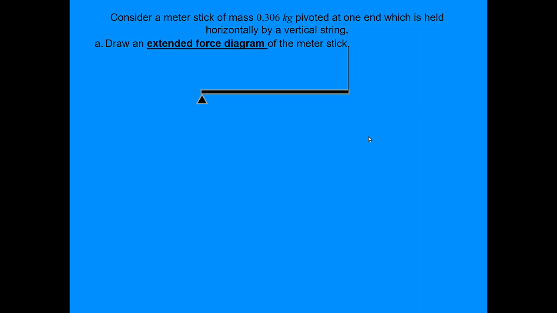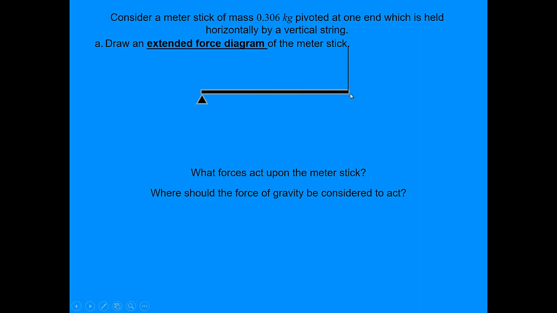So, what forces act? Well, of course, the first force we always put on a force diagram: there's gravity acting on this meter stick. But that begs the question, if gravity is acting on the meter stick, where does it act? Well, obviously, gravity acts on all the little parts, right? There's a gravity that acts on this little part, and a gravity that acts on this part. So where are we going to draw that force of gravity? What do you think would be a good place to draw that force of gravity?